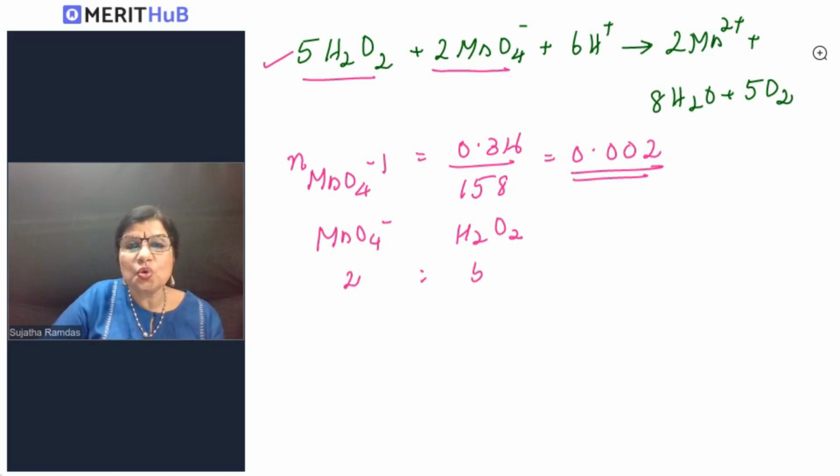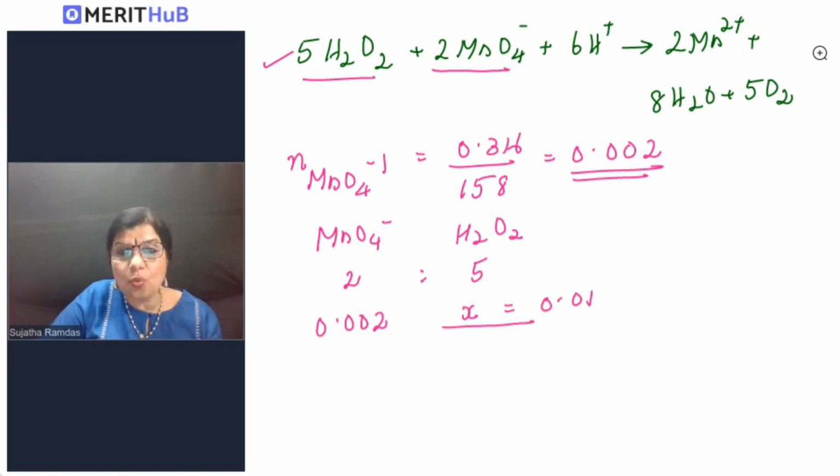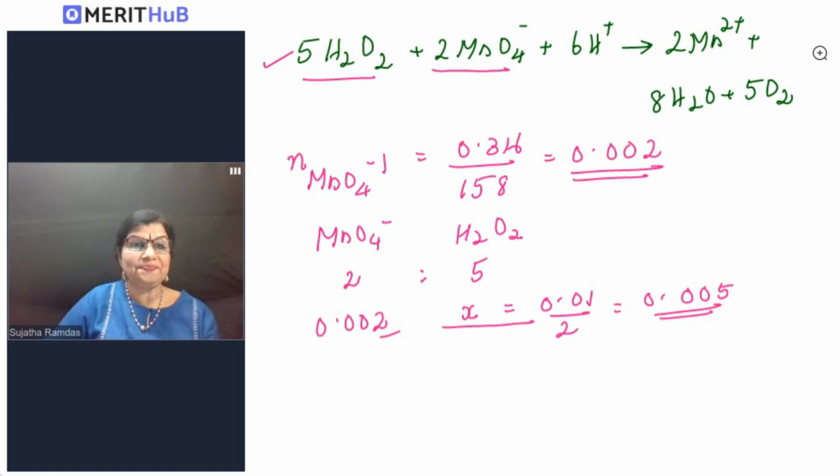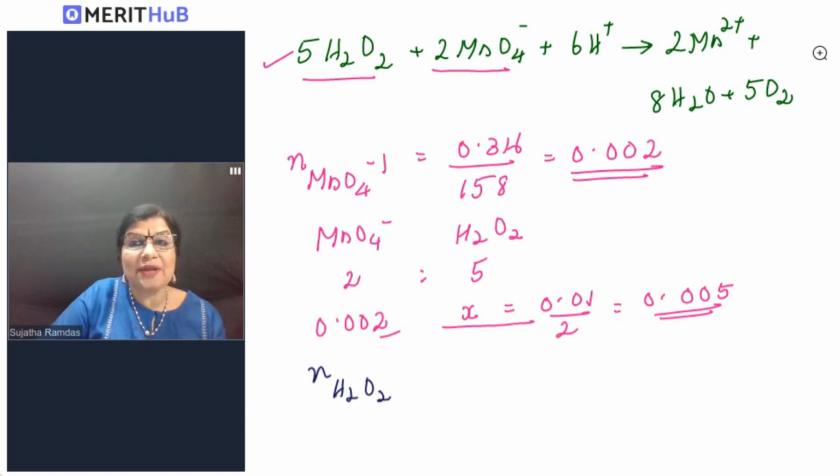Now what is the mole ratio between MnO4 minus and H2O2 from this equation? That is 2:5, correct? The ratio is 2:5. We know the number of moles of MnO4 minus as 0.002. So what is the number of moles of hydrogen peroxide? 0.01. 2 5s are 10. Divided by 2, which is 0.005. Correct? So now we have arrived at the number of moles of hydrogen peroxide as 0.005.